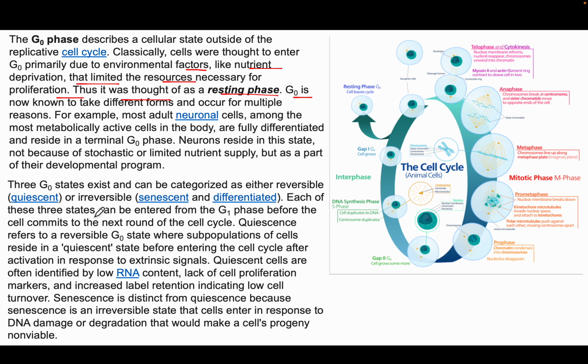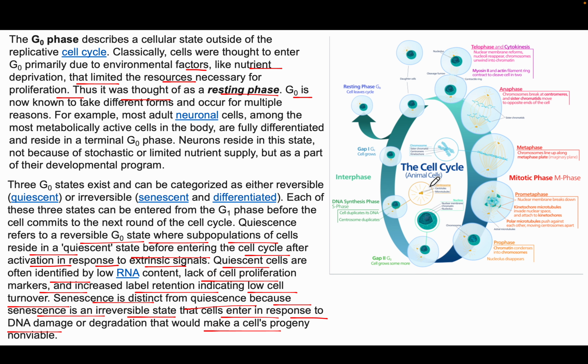Each of these three states can be entered from the G1 phase before the cell commences the next round of the cell cycle. Quiescence refers to the reversible G0 state where subpopulations of cells reside in a quiescent state before entering the cell cycle after activation in response to extrinsic signals. Quiescent cells are often identified by low RNA content, lack of cell proliferation markers, and increased label retention, indicating low cell turnover. Senescence is distinct from quiescence because senescence is an irreversible state that cells enter in response to DNA damage or degradation that would make a cell's progeny non-viable.